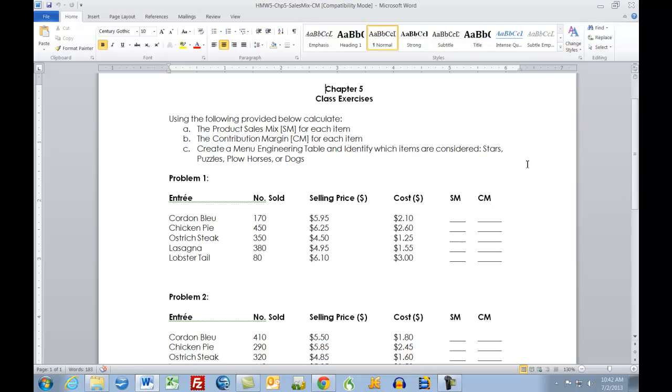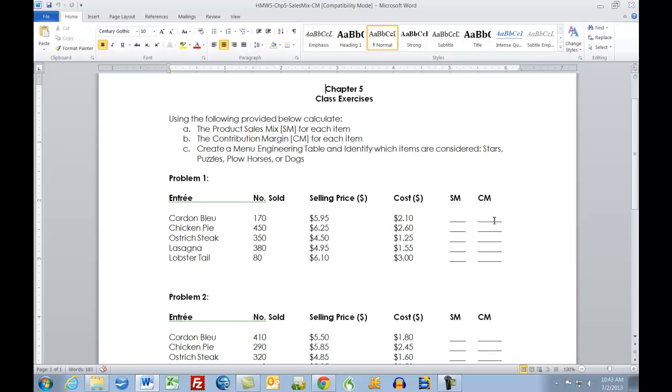Okay, in homework number 5, the instructions are: using the following information provided below, calculate the product sales mix, SM, for each item. Secondly, calculate the contribution margin, CM, for each item. Then create an engineering table and identify which items are considered stars, puzzles, plow horses, or dogs. The easy part of this is to actually complete the sales mix and the contribution margin.